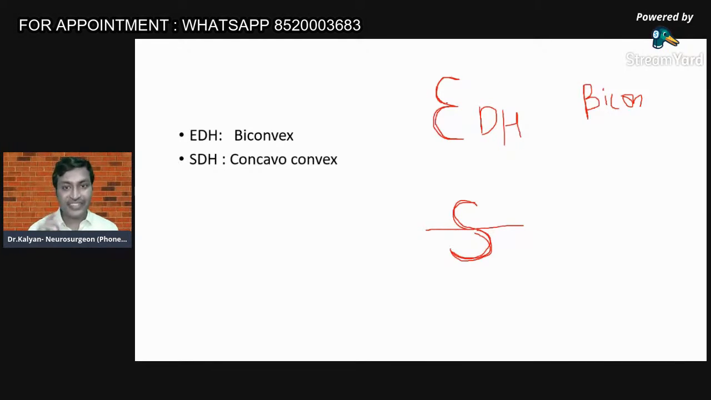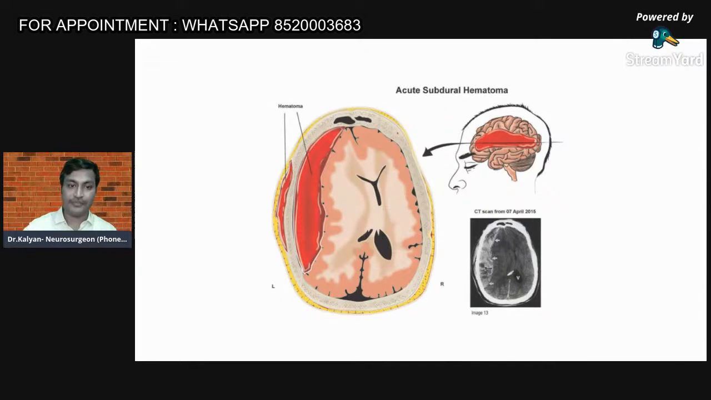Extradural hematoma starts with E. In E, both the curves, the upper curve and the lower curve are on the same side. So we call extradural hematoma biconvex. Whereas subdural hematoma, when you divide S into two parts, the upper part of S is on one side, the lower part of S on the other side. So subdural hematoma is concavo-convex. So this is how the subdural hematoma looks like. It looks like a banana.